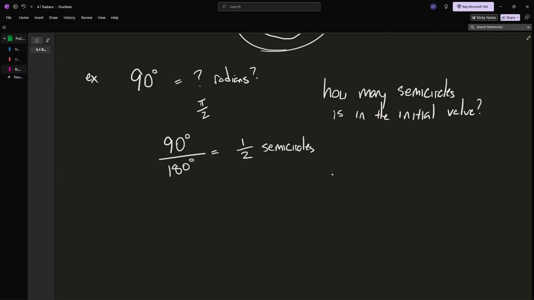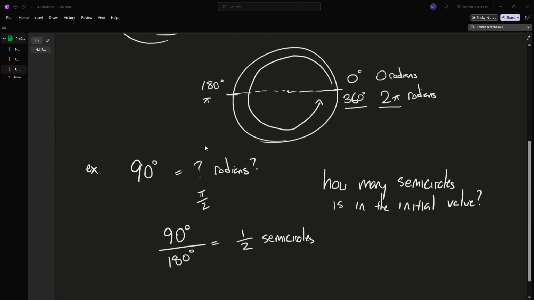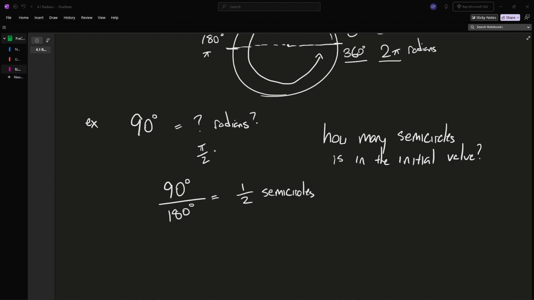And once you have how many semicircles, we then have to convert this into the other value. So I know I have this many semicircles in total, and now you know each semicircle is pi. So if I have 1/2 semicircles, I now want to multiply this by pi to get pi over 2.